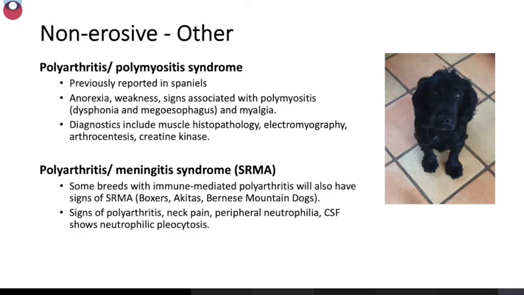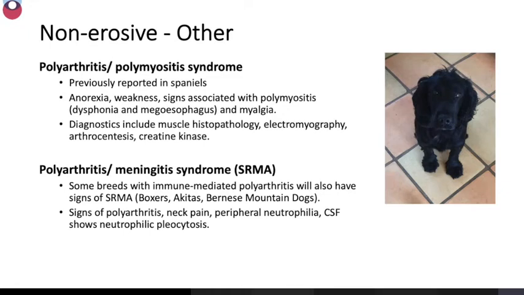Then just quickly to touch on these other 2 forms which have been documented. Polyarthritis and polymyositis syndrome has previously been reported in spaniels, and these dogs can present with myalgia and signs consistent with polymyositis or polyarthritis. And diagnostics tend to be very similar as they are for other forms of polyarthritis, so arthrocentesis and a thorough workup, but you can also perform muscle biopsies, or electromyography has been used in the past to diagnose it.